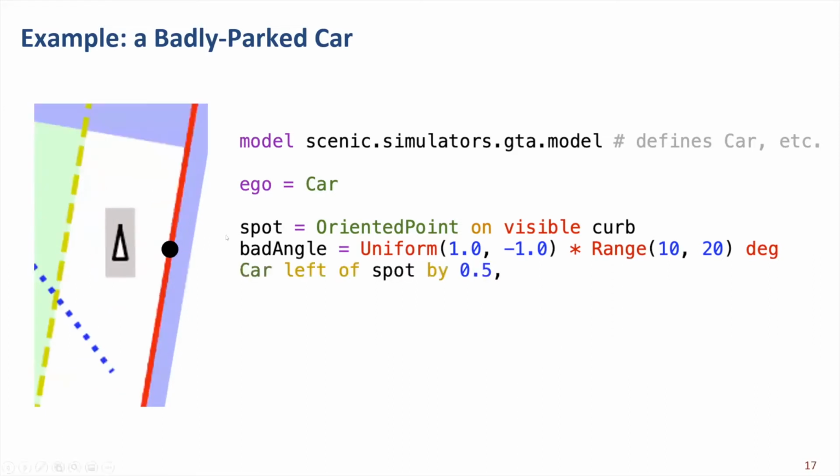And then you're going to place a car left of that spot, offset by 0.5 meters. So based on where the spot is, the offset is basically going to be perpendicular from the curb at that point.